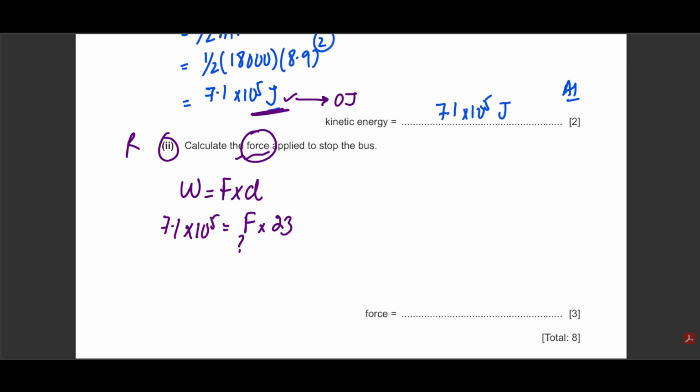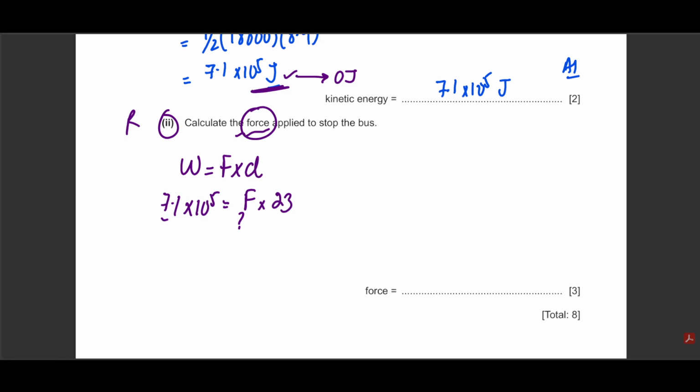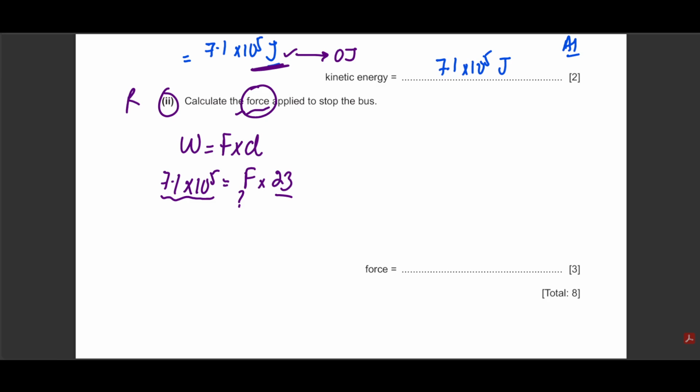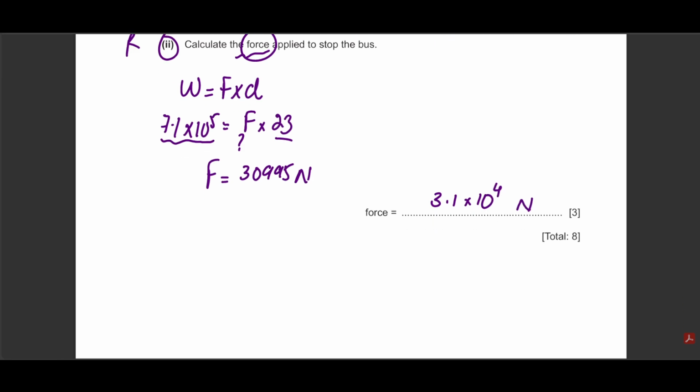How much force do I need to apply so that this much energy can be removed from the system within a distance of 23 meters is the question. So force will come out as 30995 newtons, which will of course be rounded off to 3.1 into 10 raised to the power 4. I can't leave my answer like this. I need to write down newtons as the unit for force.